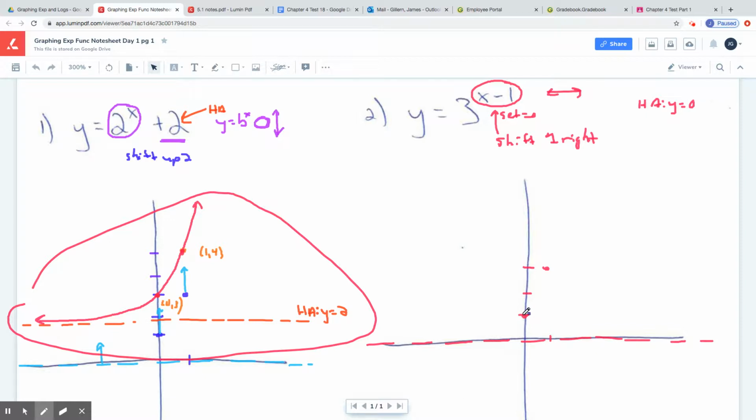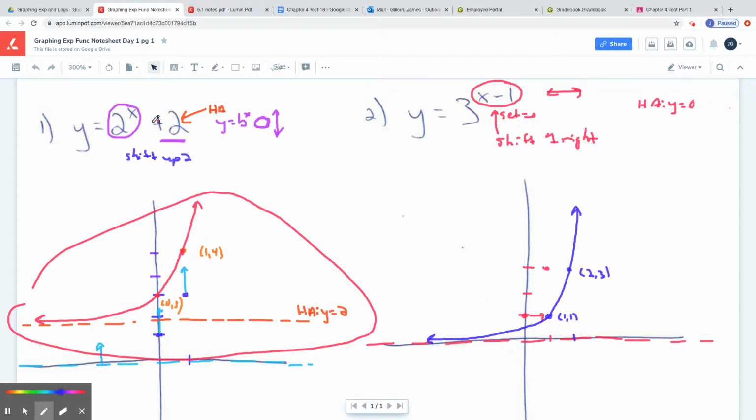Normally we're at 0, 1, but I'm going to shift this to the right one. So that means my point is here. I was at 1, 3. I'm going to move that 1 to the right, which means I'm now at 2, 3. So I was at 0, 1. Now I'm at 1, 1. I was at 1, 3. Now I'm at 2, 3. And it just got moved to the right 1. And there is our graph.